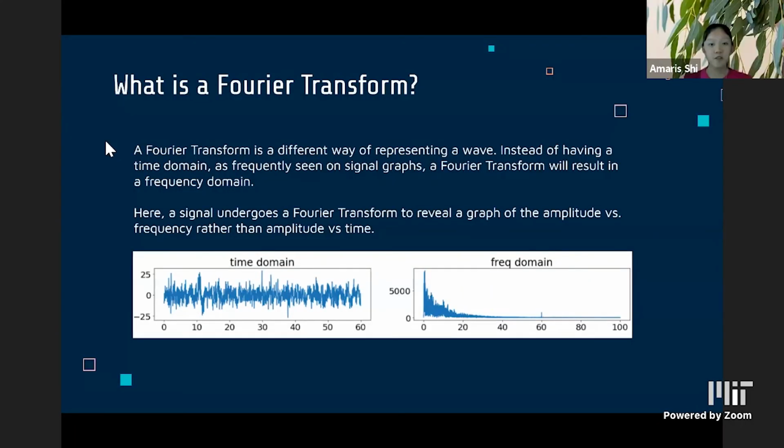So our first instinct when we saw these ECG graphs was to use a Fourier transform. So what is a Fourier transform? Typically, when you think of a signal, you think of something that looks like a sine wave that has been stretched in some parts or compressed.